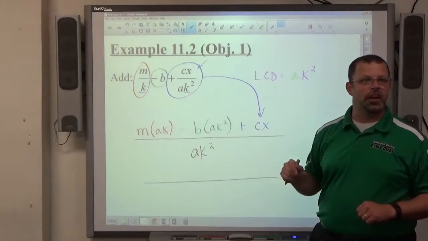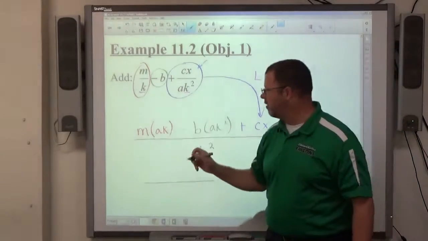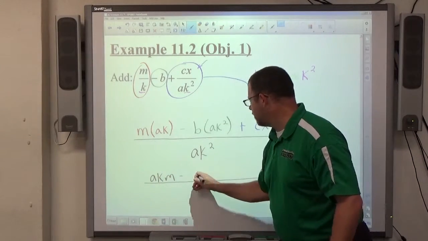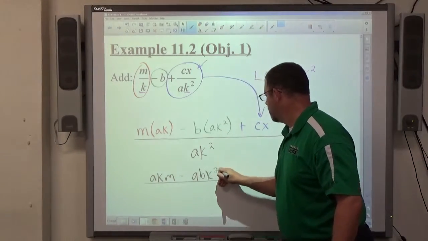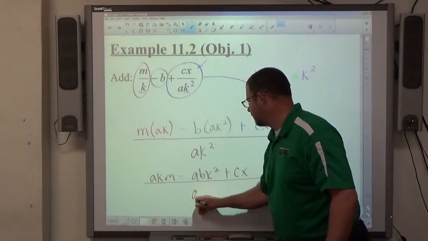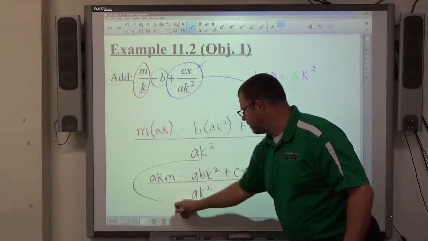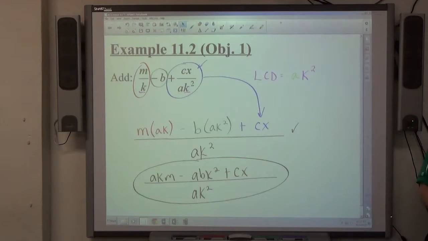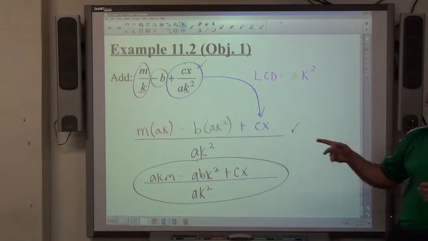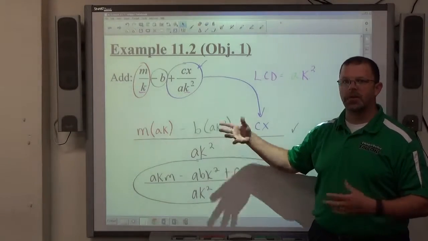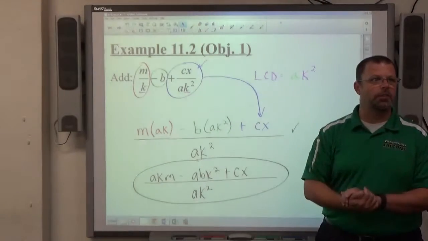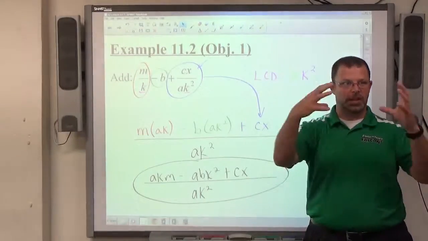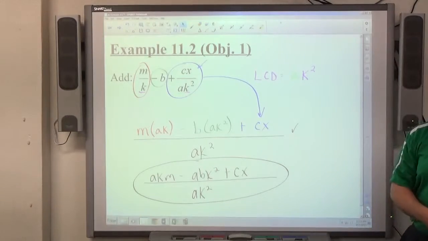I don't like parentheses in a final answer if I can avoid it. And again, I like alphabetical order. So I would probably go with AKM minus ABK squared plus CX over AK squared. But just know that's also correct right there. I wouldn't count that wrong. But if this was BK squared, I would expect you to get B squared. I want you to simplify stuff to that extent. But the fact that all these letters are different, I couldn't really do anything but stick them together. You could be done there.